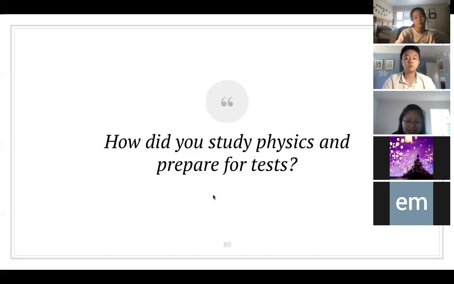How do you study physics and prepare for tests? I don't really remember about AP Physics 1, but for this year, at the beginning of each topic, Miss Theo would give you this big packet of all the questions you'll ever do for homework for that topic, for all the 3 or 4 weeks that you're studying it. Just go over that packet.